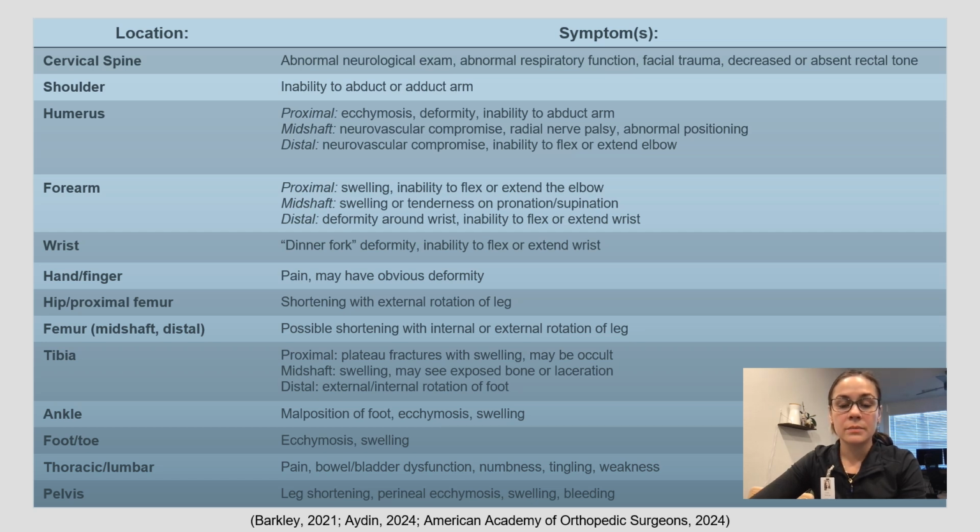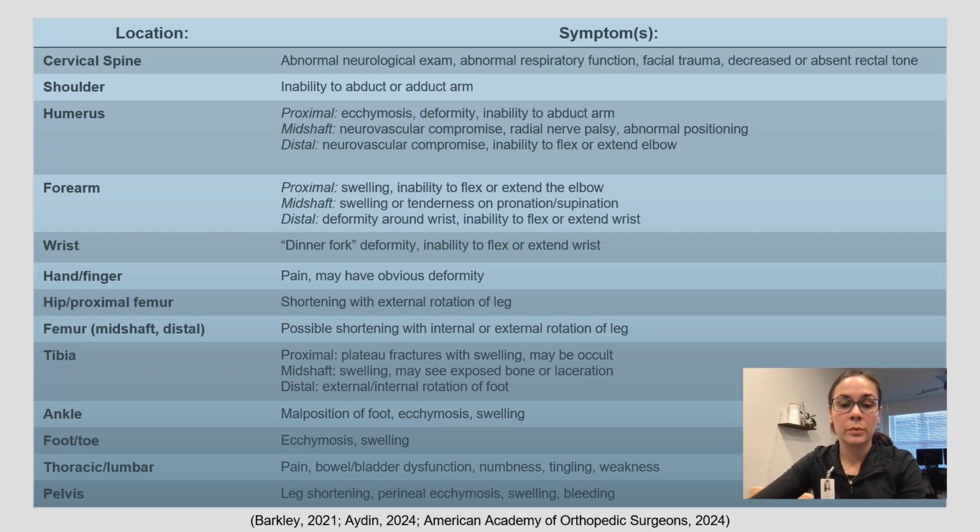For the forearm, at the proximal site, you may see swelling or the inability to flex or extend the elbow. At the midshaft, you may see swelling or tenderness on pronation or supination. At the distal site, you may see a deformity around the wrist or the inability to flex or extend the wrist. For the wrist, you may see a dinner fork deformity or the inability to flex or extend the wrist. For the hand or finger, you may see pain or they may have obvious deformity.